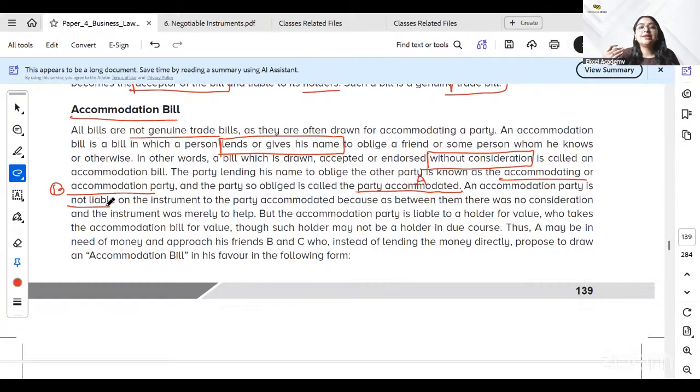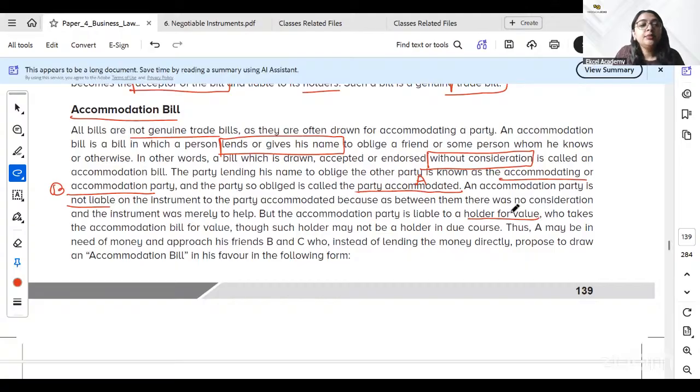And the accommodation party is not liable. Why? Because they're just lending their name. There's no actual transaction which is taking place. But the accommodation party is liable to a holder for value who takes the accommodation bill for value. That is, if someone has purchased that bill, then the accommodating party will become liable.